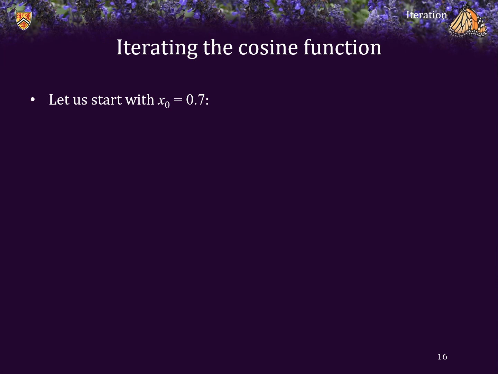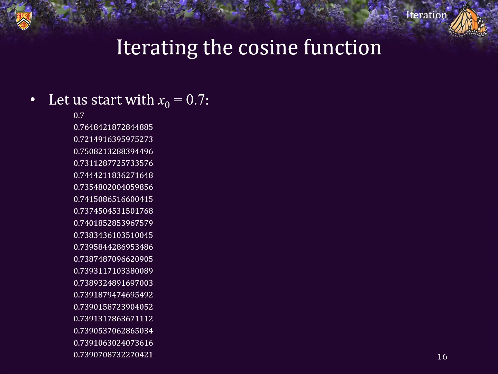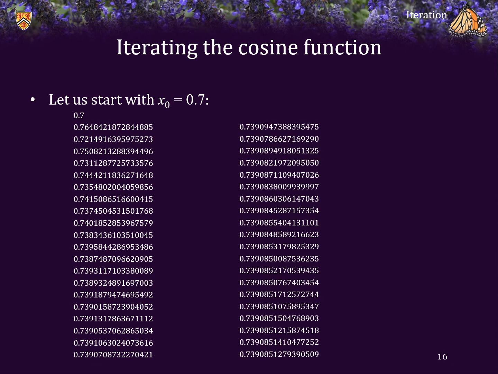All right, let's iterate the cosine function, and let's start with x equal to 0.7. After 20 iterations, the first 3 digits seem to have converged, but that's about it. After another 20 iterations, we seem to have 7 significant digits, maybe 8. So it's a much slower convergence than we had with the approximation of the square root function, where it converged in only 4 steps. So this leads to our first question.